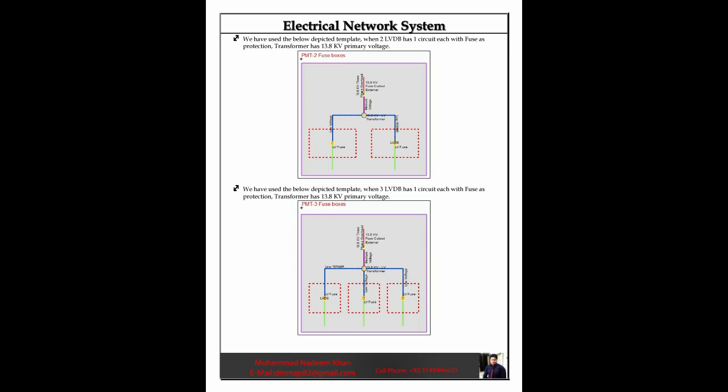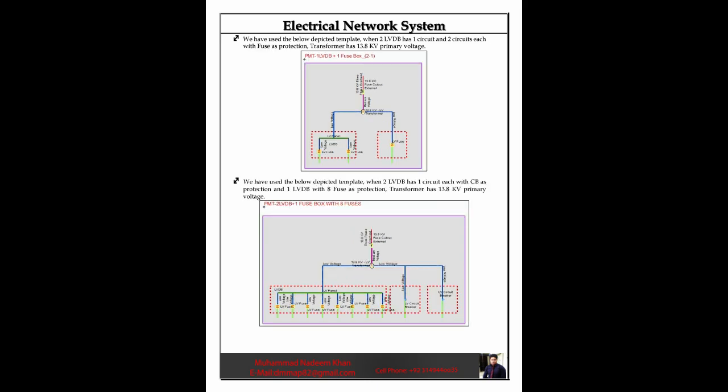We have used the below depicted template when 3 LVDB has 1 circuit each with fuse as protection. Transformer has 13.8 kV primary voltage. We have used the below depicted template when 2 LVDB has 1 circuit and 2 circuits each with fuse as protection. Transformer has 13.8 kV primary voltage. We have used the below depicted template when 2 LVDB has 1 circuit each with CB as protection and 1 LVDB with 8 fuse as protection. Transformer has 13.8 kV primary voltage.